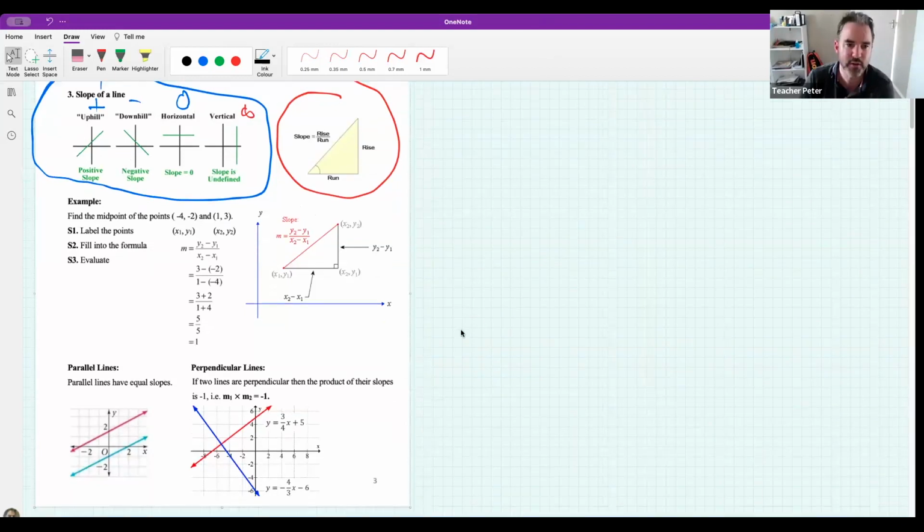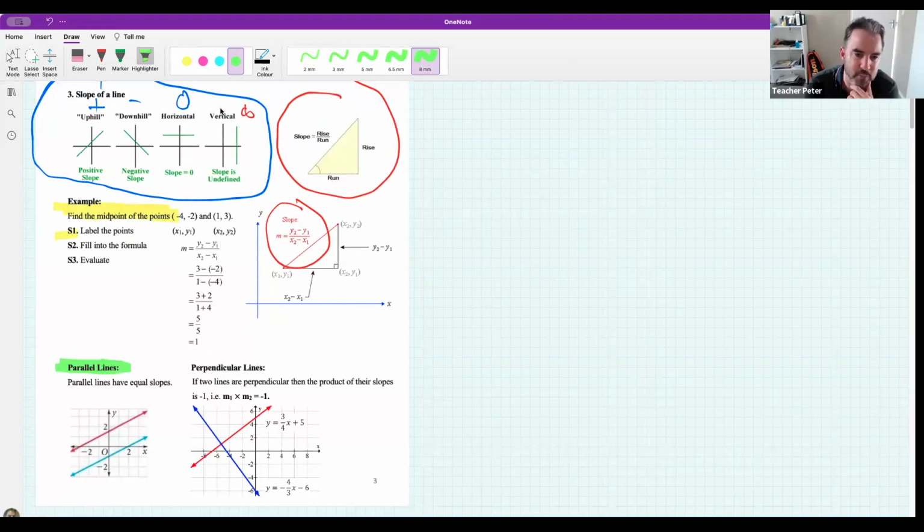And if we look down over here, we also need to be able to find the gradient using the gradient formula. In addition to that, we also have to be able to find the midpoint of two things. Okay, the midpoint formula. And then in the last couple of lessons, we were dealing with parallel lines where the gradients are the same, or perpendicular lines where the gradients, when you multiply them, you get -1.